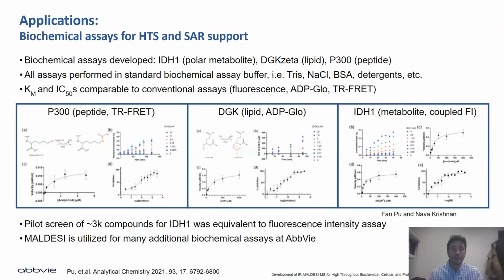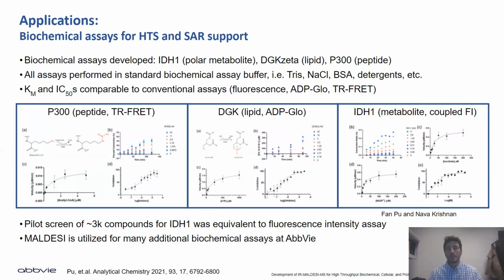So P300 is a peptide, and the traditional assay used TR-FRET. Diacylglycerol kinase has a lipid substrate and product, and the traditional assay was ADP-Glo. And then isocitrate dehydrogenase looks at the isocitrate to alpha-ketoglutarate conversion, and the assay before mass spec that we used was a coupled fluorescence intensity assay.